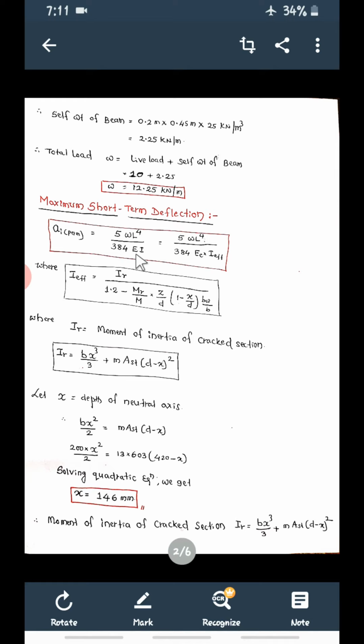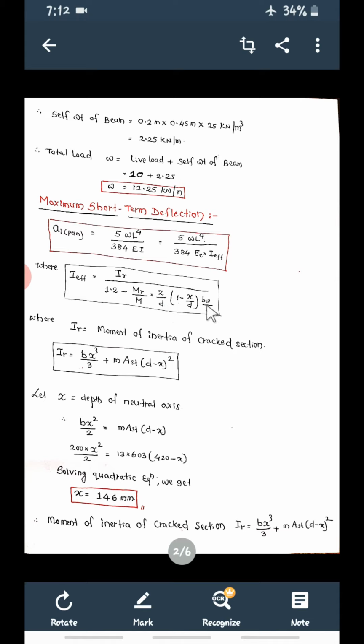For E you can substitute Ec, that is Young's modulus of concrete. This I we have to substitute as I effective, that is effective moment of inertia. So if you want to calculate short-term deflection, w is known, L is known, Ec is known. First calculate I effective, effective moment of inertia. This can be calculated using this formula, already we have used this: Ir divided by 1.2 minus Mr by M into z by d into bracket 1 minus x by d into bw by b.